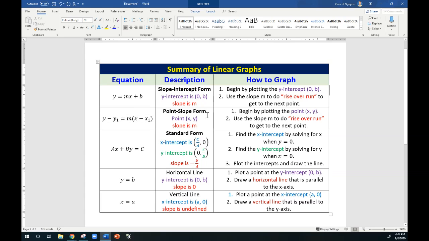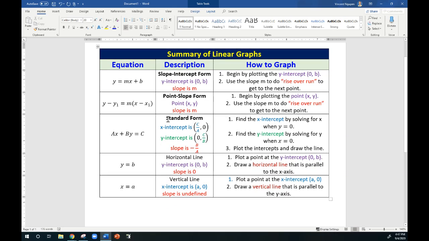To begin, graphing this one is similar to slope-intercept, but the point that we begin with is not going to be the y-intercept. It's going to be the point that is given inside our equation, which is the (x1, y1) point. Okay. And then again, we'll use the slope to do rise over run, and then we get to the next point. Okay. Standard form is another one.